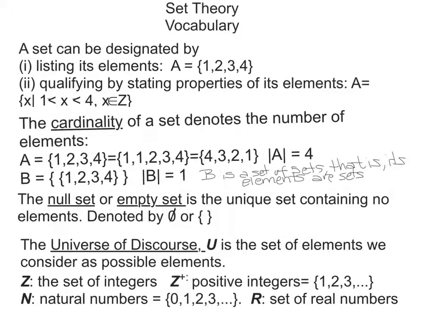The null set, or empty set, is the unique set containing no elements. It's denoted by this null symbol or by the empty set. The universe of discourse, this is my script bold U, which actually looks better in the textbook than on here, but it's the set of elements we consider as possible elements. There is the universe of discourse. Sometimes we discuss Z, the set of integers, Z positive, the positive integers, the natural numbers, which includes the 0, and R, the set of real numbers.